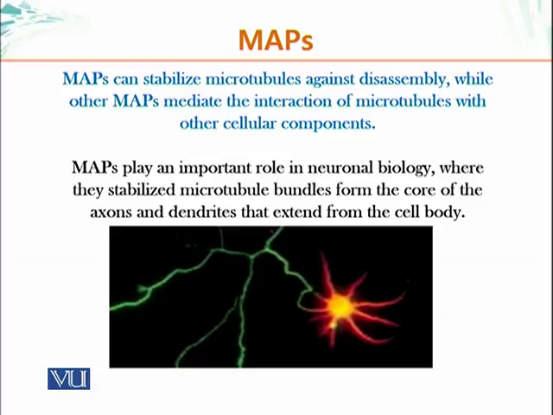The green color is the tau staining. This type of MAP is especially localized on the surface of microtubules in axons. The orangish yellow color is the MAP2 staining. This staining, as you can see, is restricted pretty much to the cell body and the dendrites. Because of these MAPs, microtubules in axons and dendrites have different arrangements and interact with different cellular components.